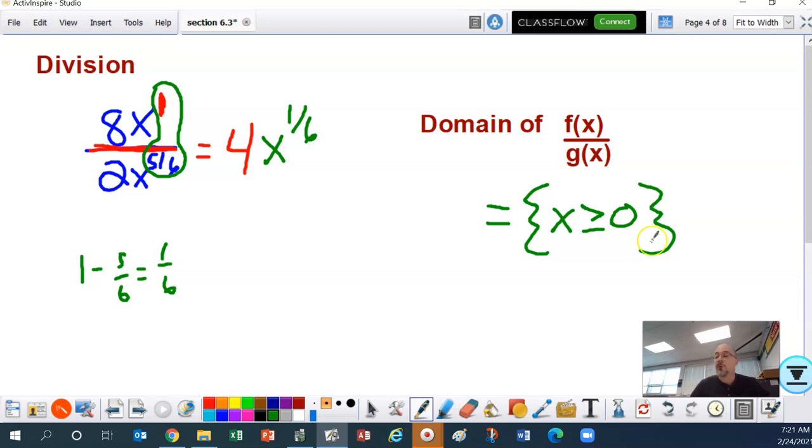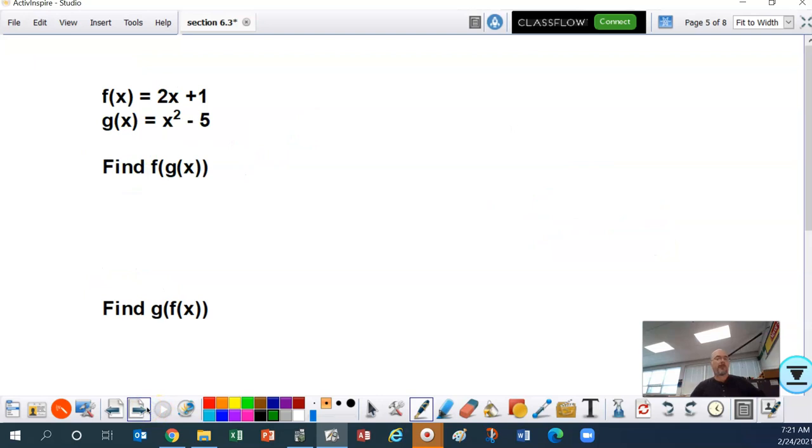All right, let's get to composition of functions. So we have two functions here. We've got f of x equals 2x plus 1, and we have g of x equals x squared minus 5. So when we do composition of functions, we always look at what's on the inside. The g of x is on the inside, folks.